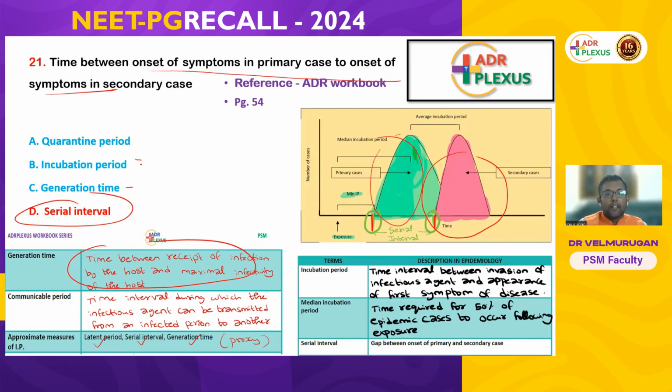And incubation period is the time between invasion of the infectious agent and the appearance of the first symptom, like my first cough. The time between the invasion by the agent and my first cough. Quarantine should be done for the maximum incubation period of the disease.